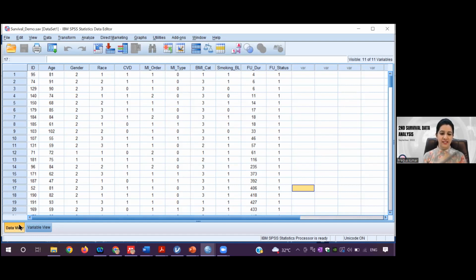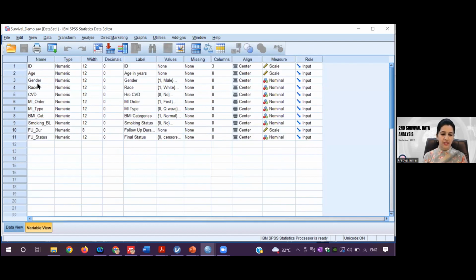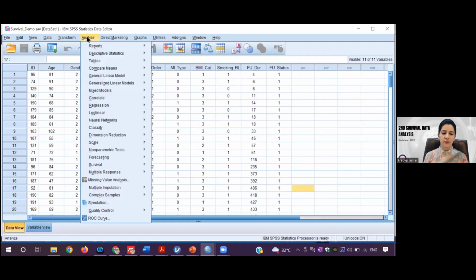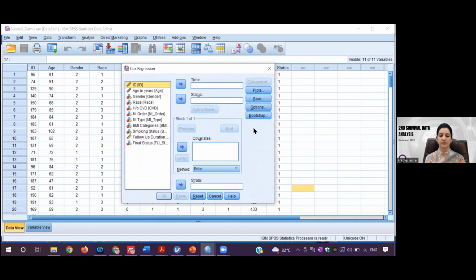We'll go to the same data set. Again, I'll show these are the variables like age, gender, race, cardiovascular disease, MI order type, BMI category, the smoking status at baseline, and the follow-up duration and follow-up status. So this is the analyze option. I'll go to analyze, go to survival. And we have seen that it can be checked in 2 ways. First is the log minus log curve. So you click this Cox regression.